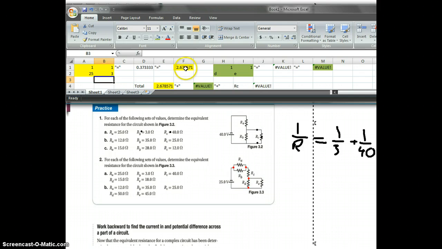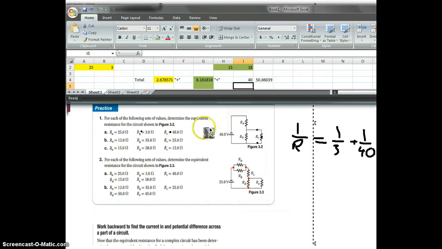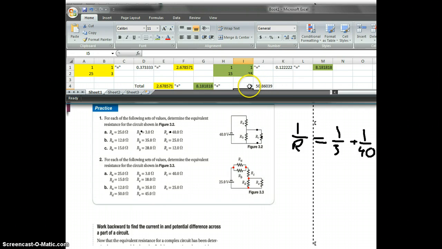2.678, right there. Then we'll put in resistor D, which is 15, and resistor E, which is 18, and 1/15 plus 1/18 is 0.122, and then the reciprocal of that is 8.11. So right now we've got 2.67 plus 8.11 plus resistor C, which is all alone, and it's 40. We hit enter, and our answer should be right around 51 or so. That should be our answer for letter A.